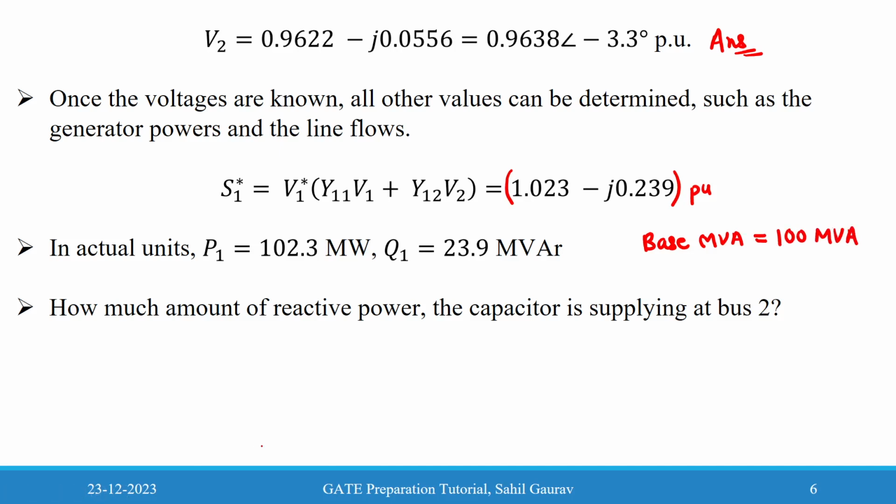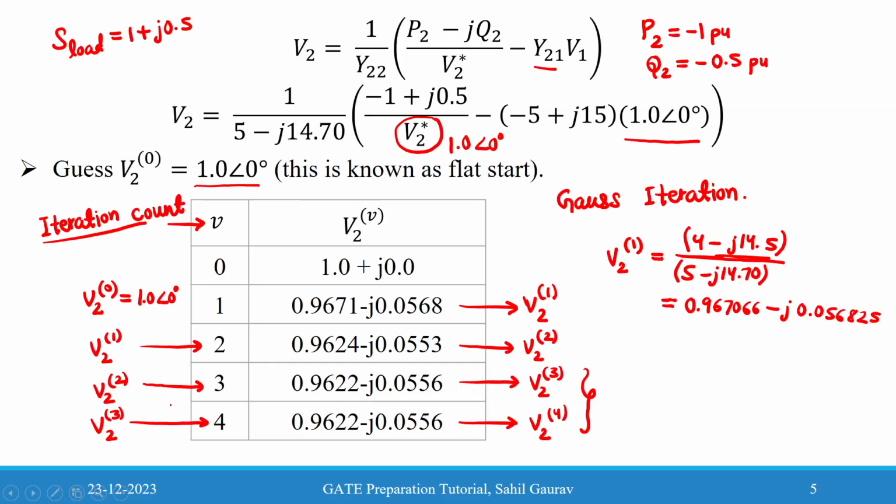Now here is one question. In the last question we put V2 equal to 1. In any question we always guess V2 equal to 1. In the GATE exam, if it is not given, then you have to assume this as 1 at the angle 0 degree. This is the conventional one, like the flat start. This is always used.